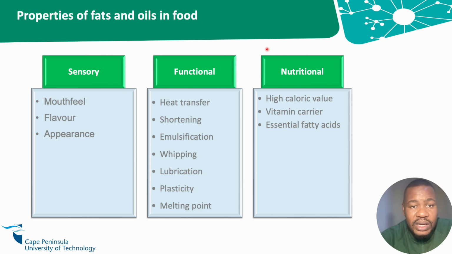If you look at the nutritional aspects, they have a high caloric content. They are vitamin carriers, for example of fat-soluble vitamins, and they also provide essential fatty acids. While they have long been vilified for their calorie density and association with certain health conditions, fats and oils are essential nutrients that provide a range of important functions in our body.